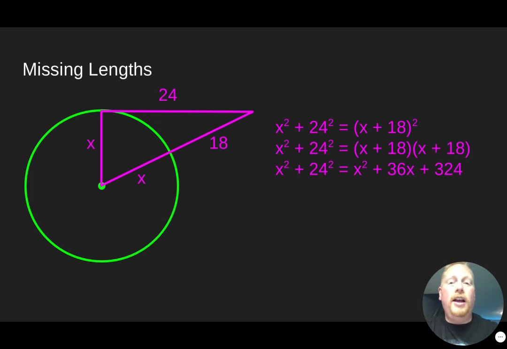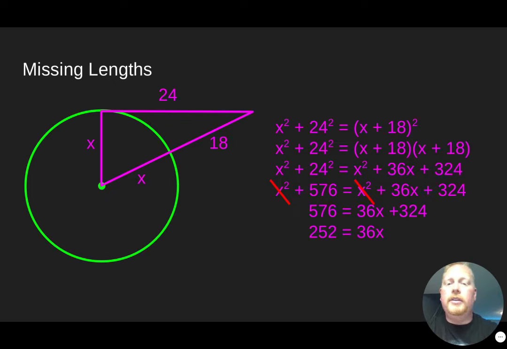Now, we are in luck because both sides of the equation have x squared in them. So those two x squareds can just cancel out. So now we have a very simple equation. Let's subtract the 324 from both sides. Divide by 36, and we get that x equals 7.